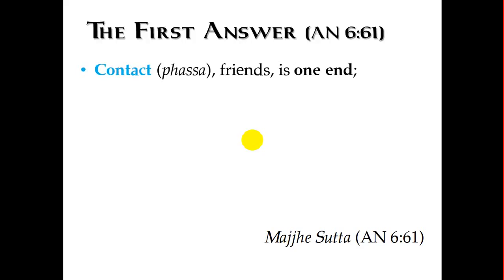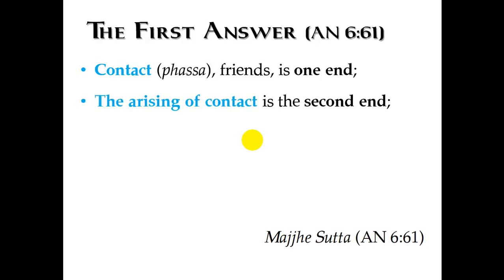Contact, friends, is one end. As you know, I have an eye and something to see, right? Really, there is a contact. Contact is one end. The arising of contact is the second end. So I have an eye, then something to see, the form. Therefore, eye consciousness arises. The meeting of these three is called contact. So, the arising of contact.